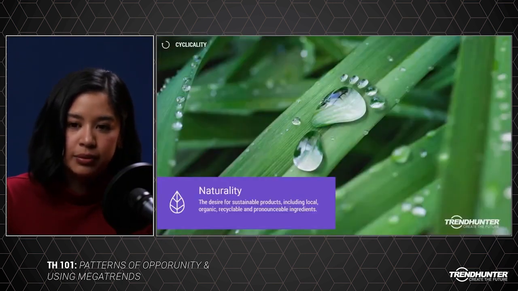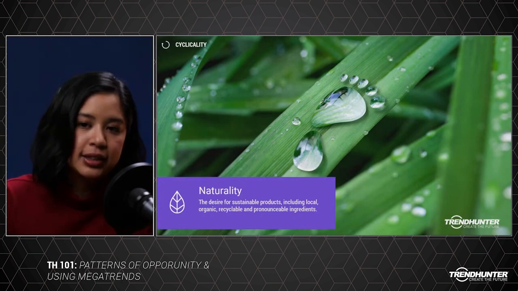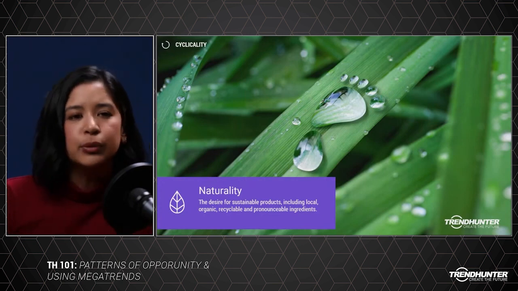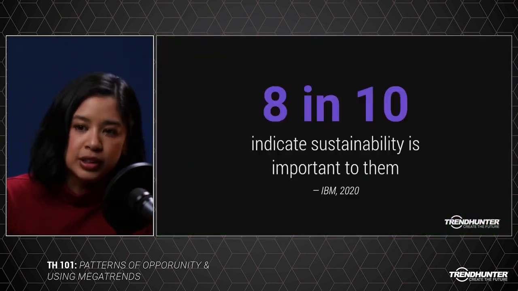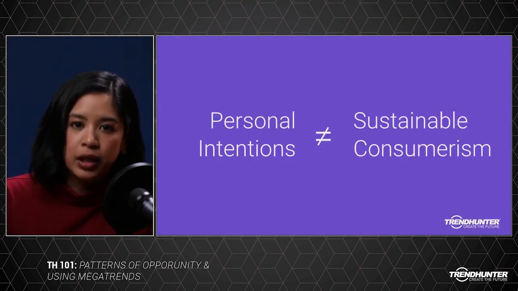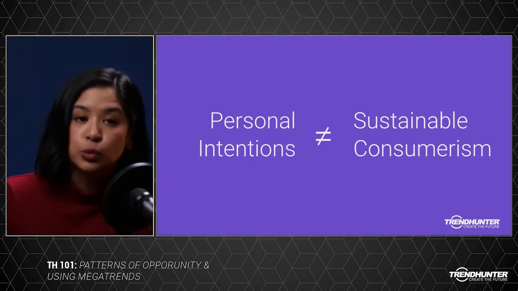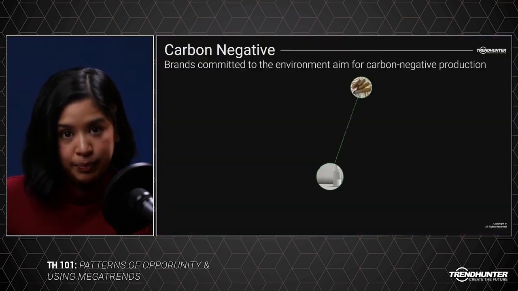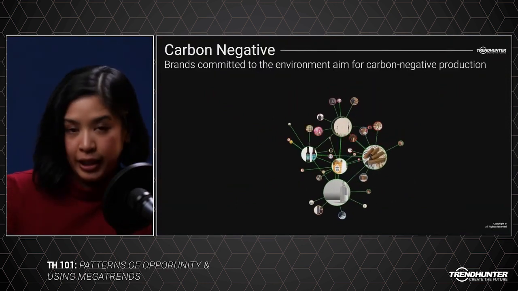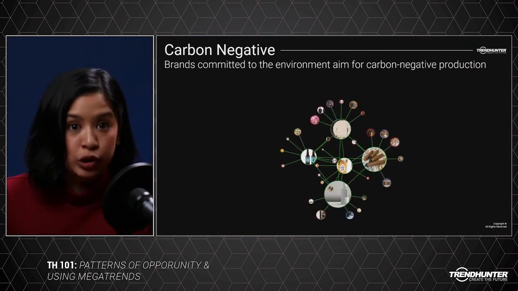Let's start with naturality. Naturality is all about the desire for sustainable products, including local, organic, recyclable, and pronounceable ingredients. So in a way, it does connect to catalyzation, except with more of this message of returning to a sense of purity. 8 in 10 consumers indicate sustainability is important to them. But what is important to note is that personal intentions are not the same as sustainable consumerism, because sustainability is not just a matter of individual responsibility. It's also about the ways in which brands, like many of you watching, can step up to help make eco-consciousness more mainstream and easier to practice.